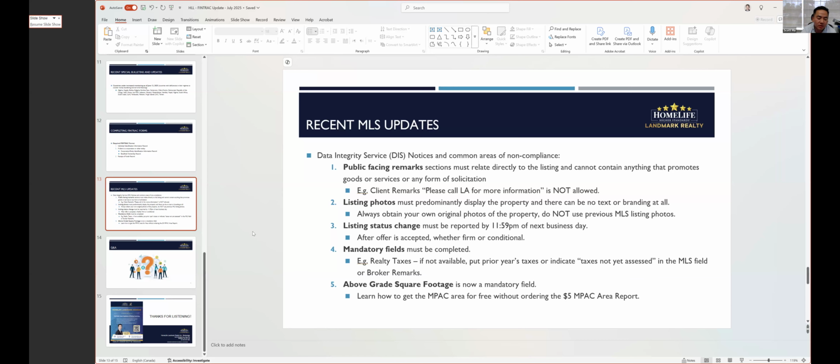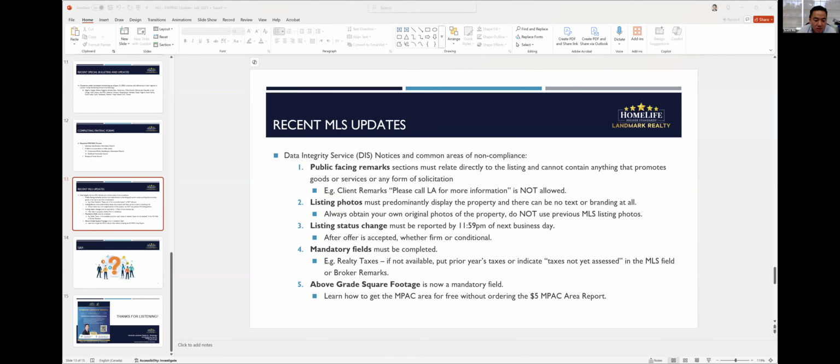I think before we've told agents, oh, order the MPAC area report for $5. Well, in today's economy, a dollar is a dollar. A dollar is very important. So we're always trying to help you save money. So I'm gonna share my other window here and show you a trick to find the above grade area.